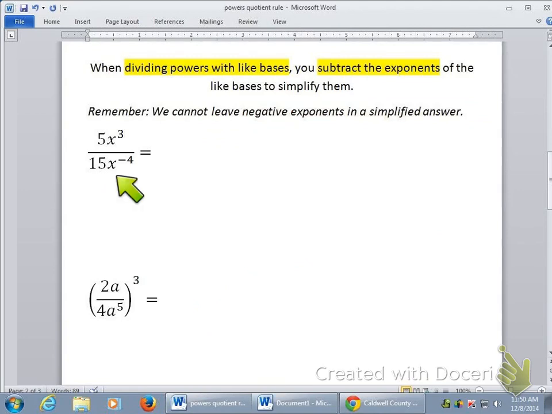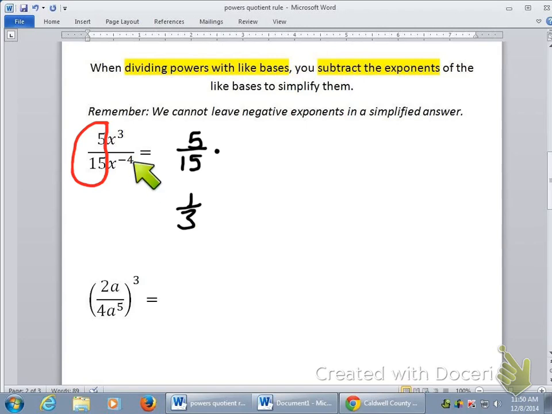Another example or two as we look at these. I've got 5 over 15 here. I'm just going to simplify that. Okay, 5 over 15 is just a fraction. It reduces down to 1/3.